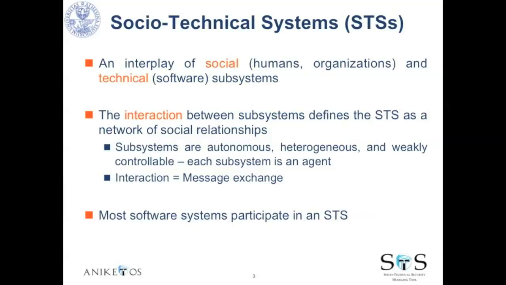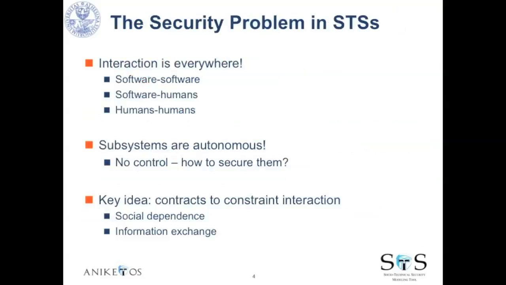And we have also the software systems that participate in the STS. So the security problem is mainly related to the interaction that is occurring between the involved participants. And we don't have only software interaction, but also human-software and human-human. And especially the social part of the socio-technical systems might make their interaction less reliable. And since the subsystems are autonomous and weakly controllable, how can we actually secure such interactions?